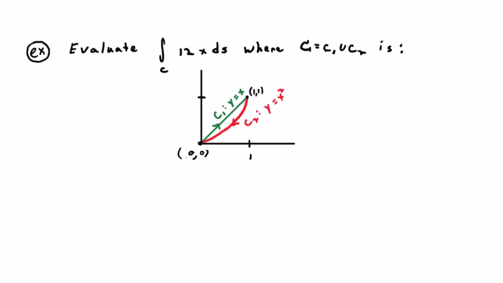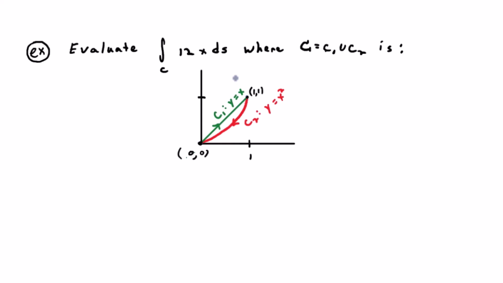So in this example, we're going to evaluate the integral over C of 12x ds, where C is actually the union of two curves, C1 and C2. And I gave it to you in a picture here. So C1 is actually a line, and it's the line y equals x, part of that line segment anyway, between (0, 0) and (1, 1).